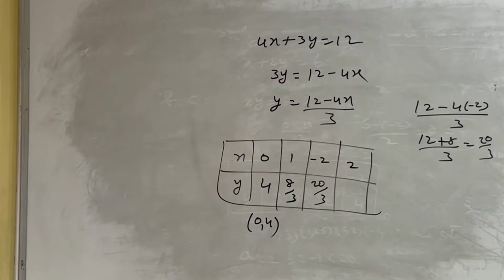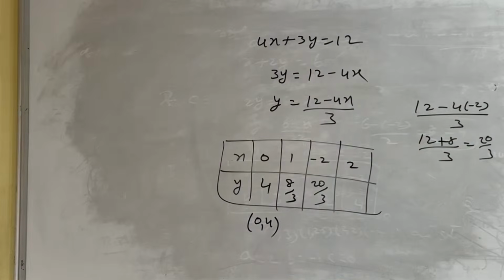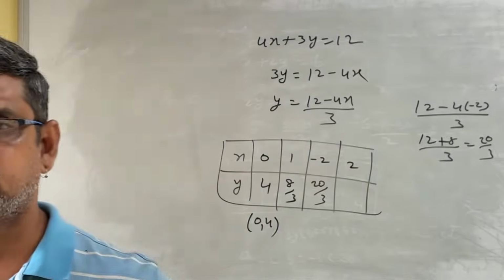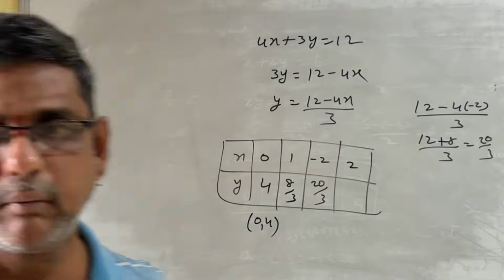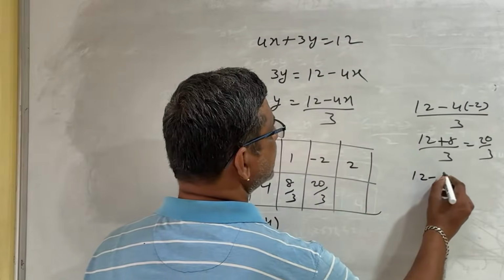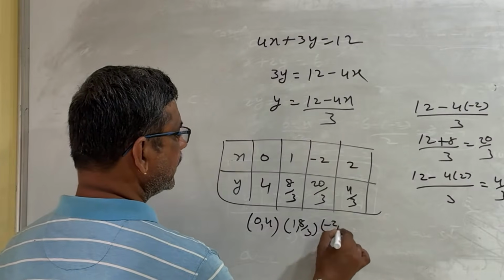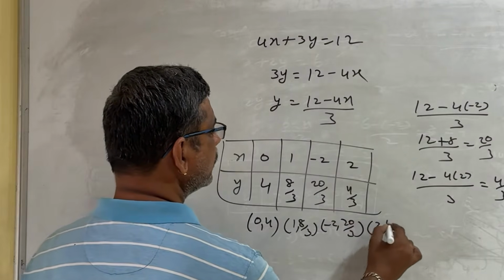Now 2. 12 minus 4. So the solutions are 1 comma 8 by 3, negative 2 comma 20 by 3, 2 comma 4 by 3.